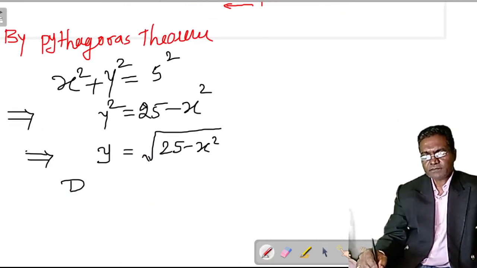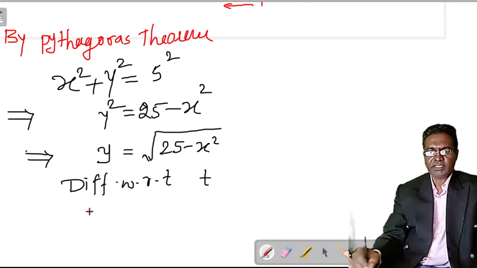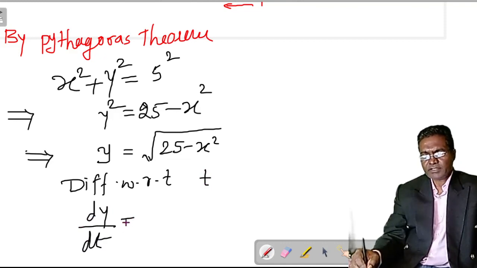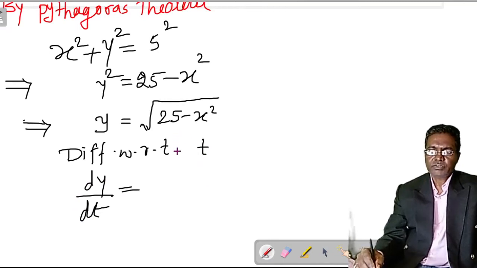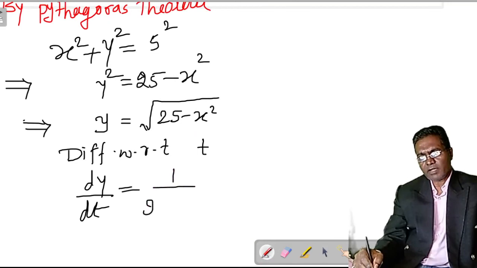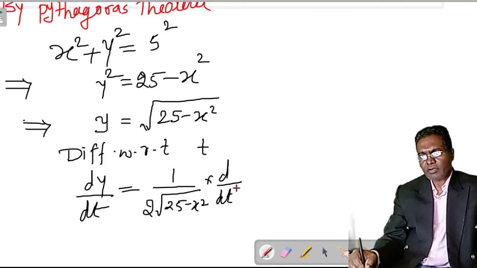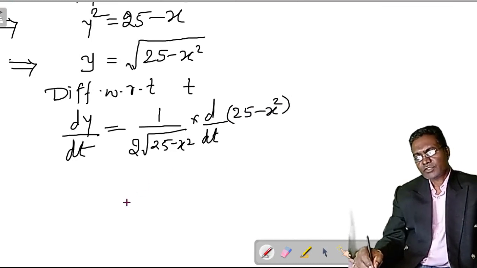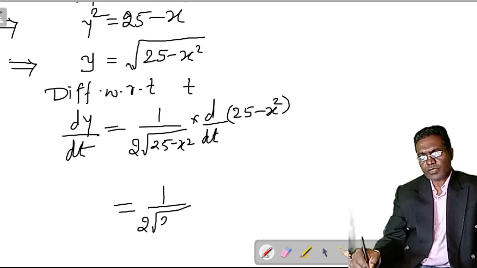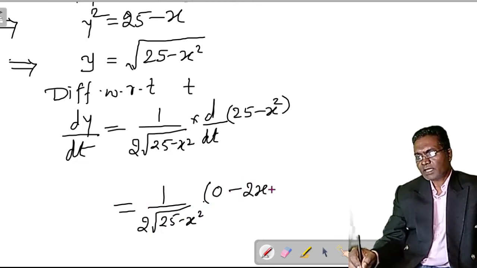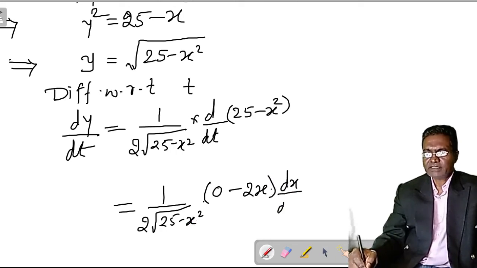Now differentiate with respect to t. So dy by dt is equal to, okay, the derivative of a root is composite: 1 by square root of 25 minus x square into d by dt of the inside function. Inside we have 25 minus x square. So which is equal to 1 by 2 root of 25 minus x square into the derivative of 25, which is 0, minus the derivative of x square, which is 2x, and further the derivative of x is dx by dt, because you are differentiating with respect to t.